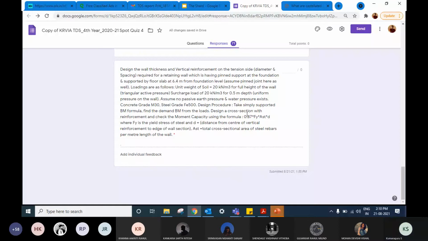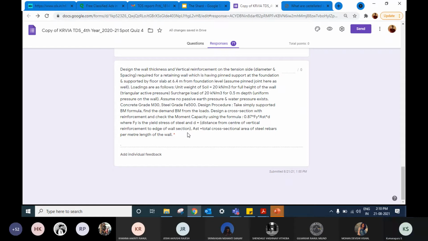Now here, we are in the second stage, which is finding the capacity of the section that we are assuming, right? So AST is the total area of the rebars. Fy is the yield strength of the rebar. In this case, it's Fe 500, so we have to take 500 Newton per mm square. Now 0.87 is the material safety factor, right? Into D. Now D, as I've given in the question, is the distance from the center of the vertical reinforcement to the edge of the wall section, right? That is your D, your effective lever arm.